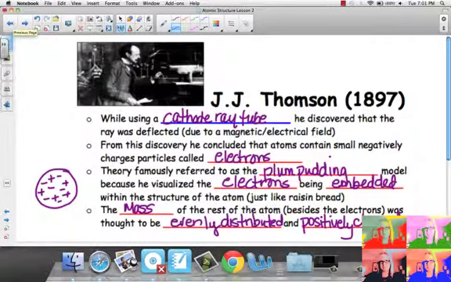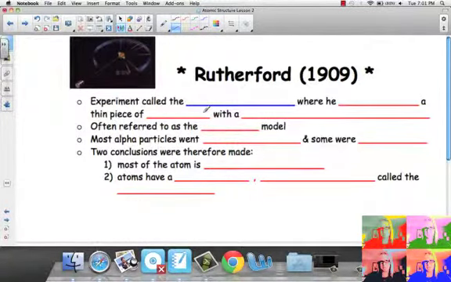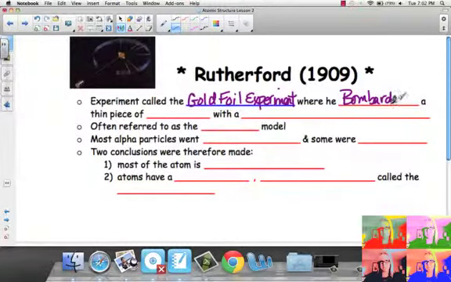After J.J. Thompson came Ernest Rutherford in 1909. So not so long after J.J. Thompson, a little bit more than 10 years. Now, Rutherford is famous for what's called the gold foil experiment, where he bombarded a thin piece of gold foil with a stream of alpha particles.